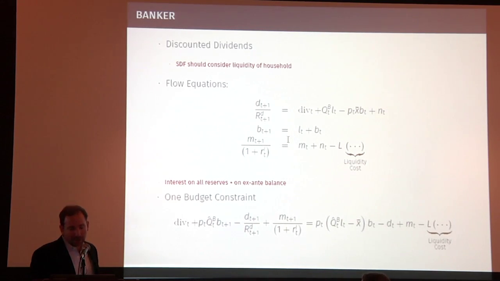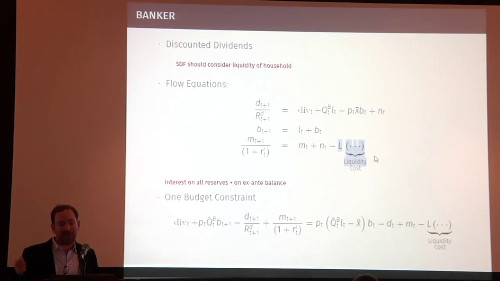Loans have an accumulation equation. And then the reserves that the bank has come from the purchases in the interbank market. So you issue deposits to get reserves, and that allows you to accumulate more reserves. The benefit of having these reserves is going to be summarized by some liquidity cost function. This liquidity cost function will depend on the assets that the bank accumulated yesterday.